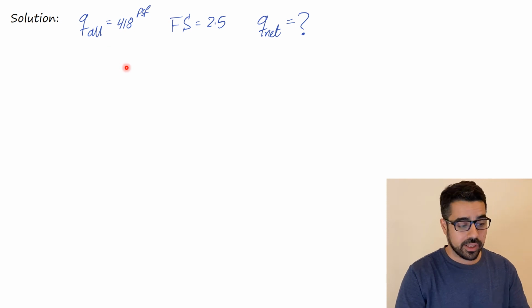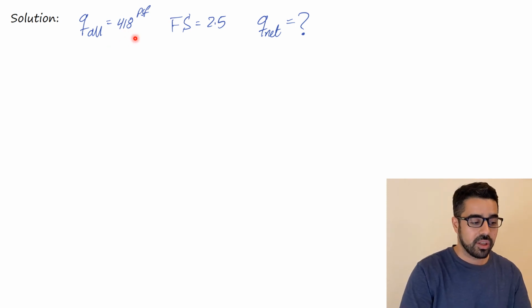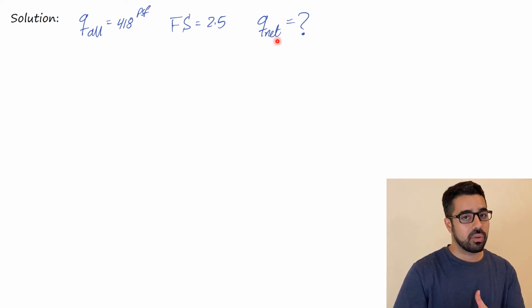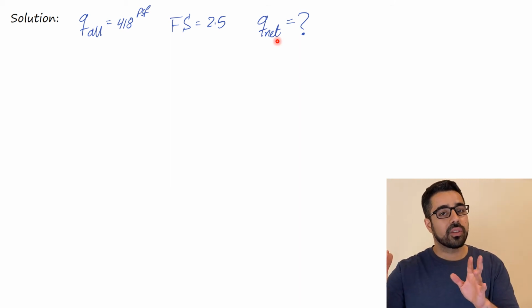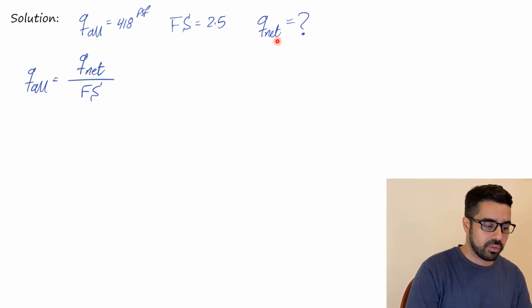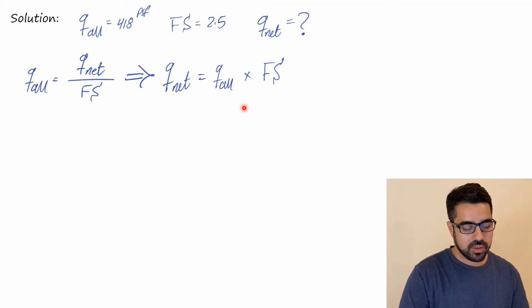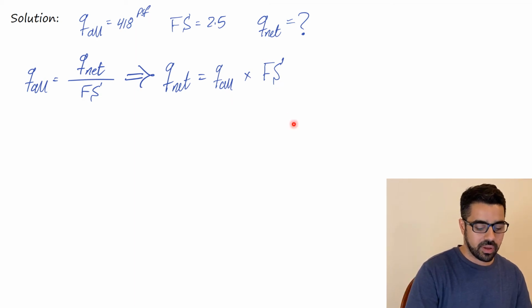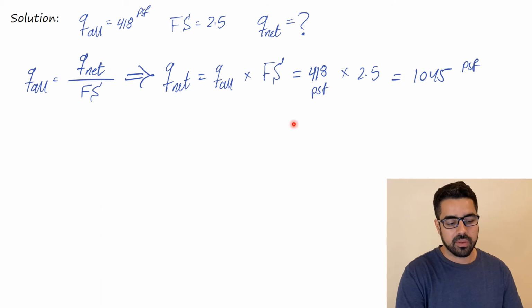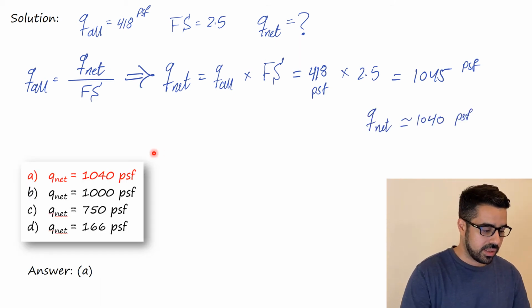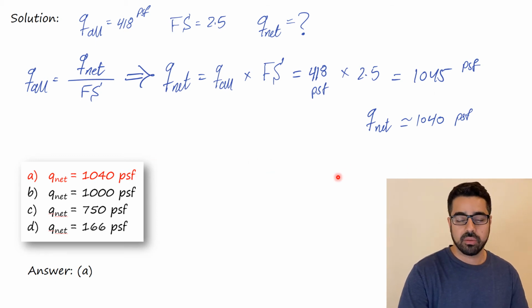So we go back to the question. Q allowable, here it is net, is given, 418 psf, the factor of safety is given, and Q net is what we're looking for, which is basically Q ultimate net. Q allowable is Q net over the factor of safety, so Q net is Q allowable times the factor of safety. 418 times 2.5 is 1045. Since there is no 1045 in the options, the closest is 1040, so the answer will be A.